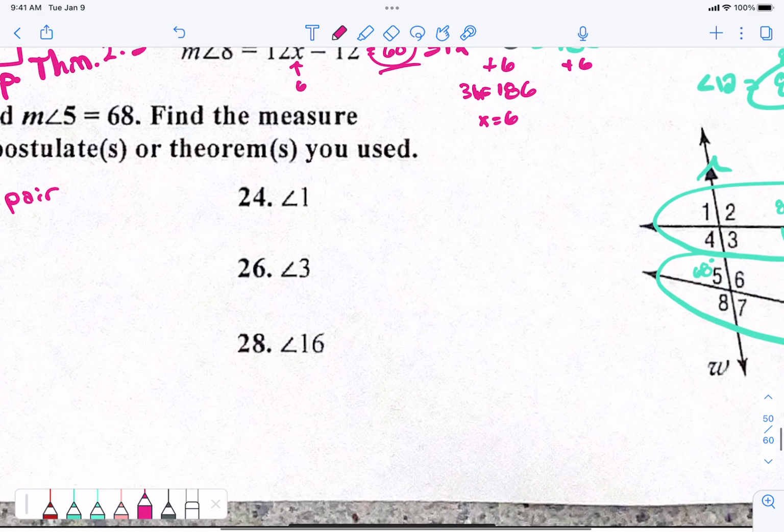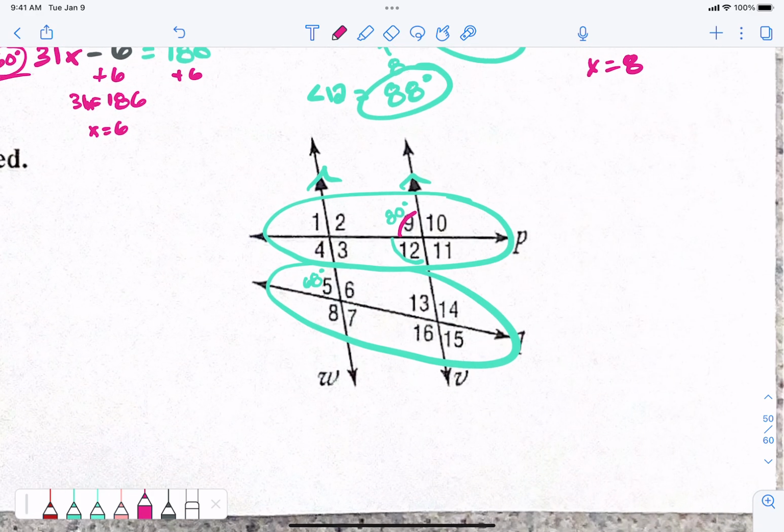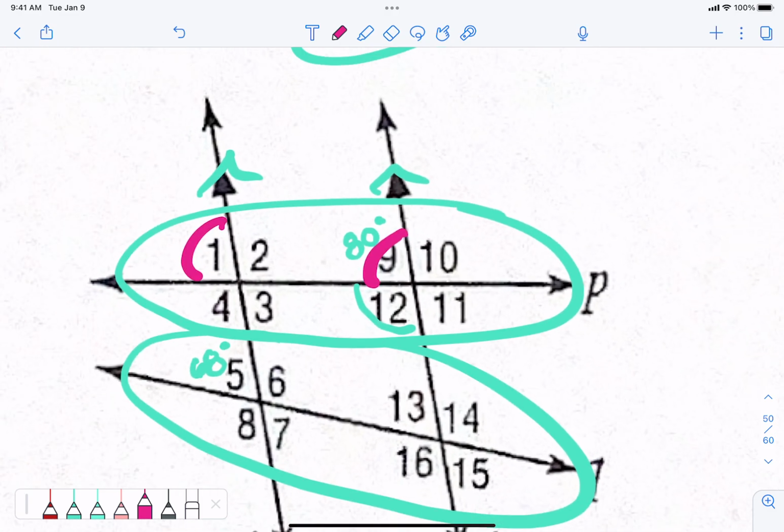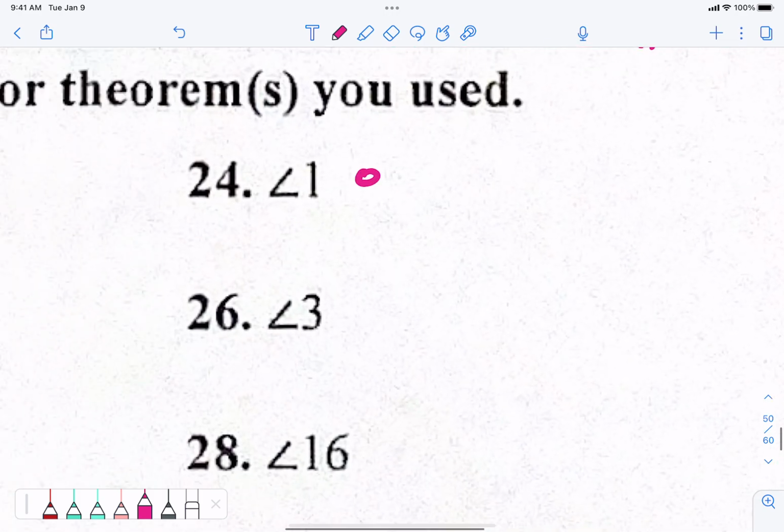Okay, number 24 is angle 1. Angle 1 in relationship to the original one we were given, angle 9. Those two are alternate, or no, corresponding. So angle 1 should be 80 degrees as well because they're corresponding. So 80 degrees, corresponding.